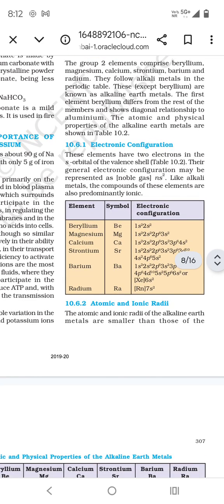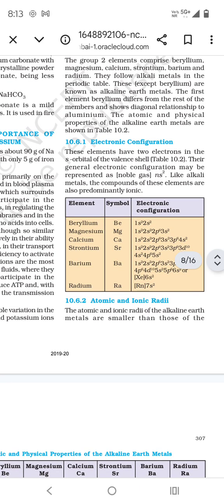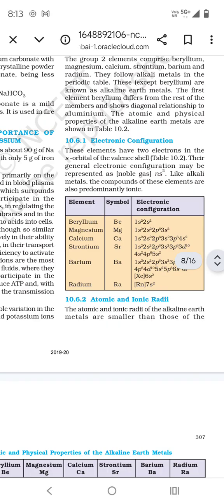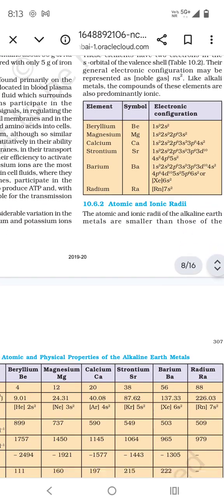Electronic configuration. These elements have electrons in the s orbital of the valence shell. The general electronic configuration may be represented as ns2. Like alkali metals, the compounds of these elements are predominantly ionic.